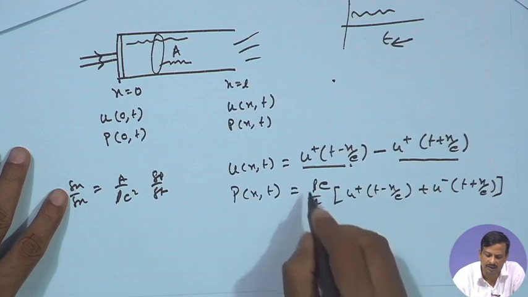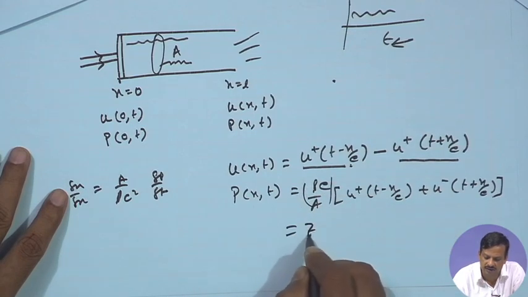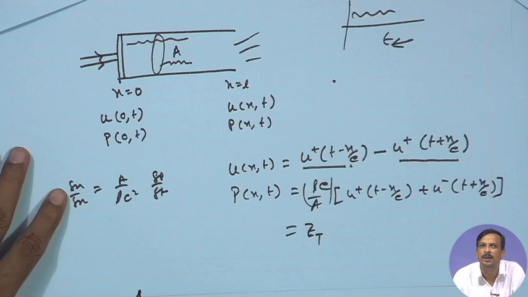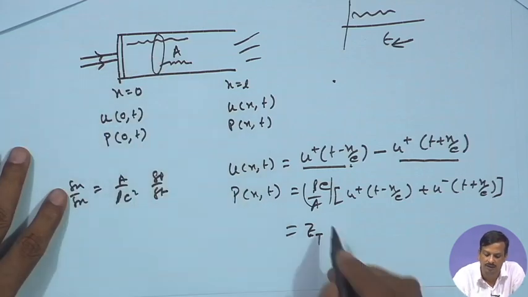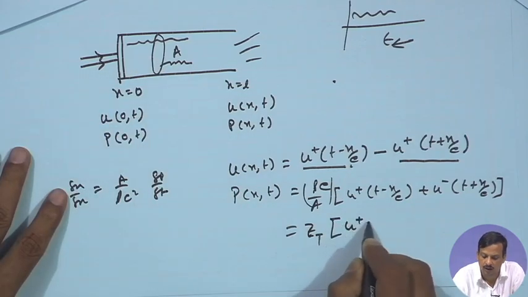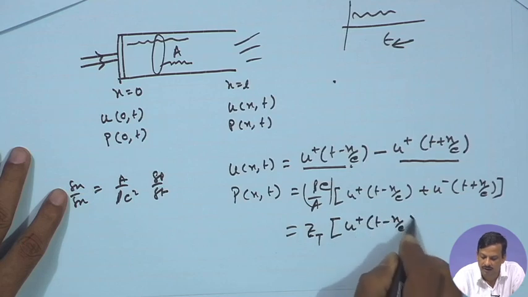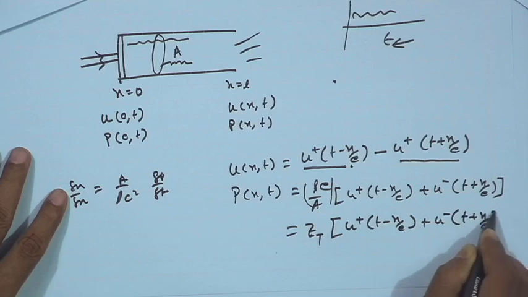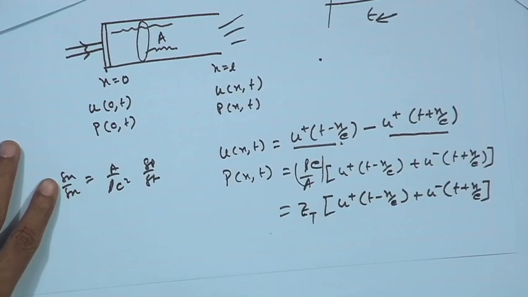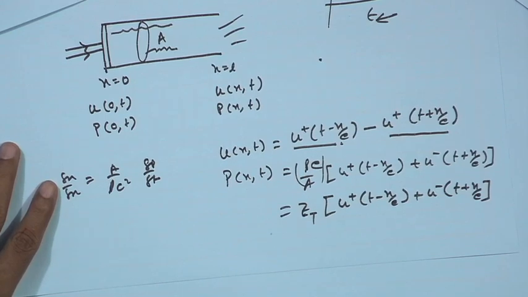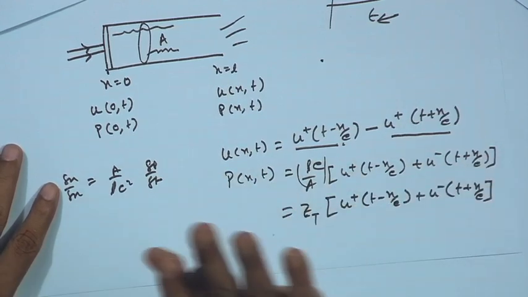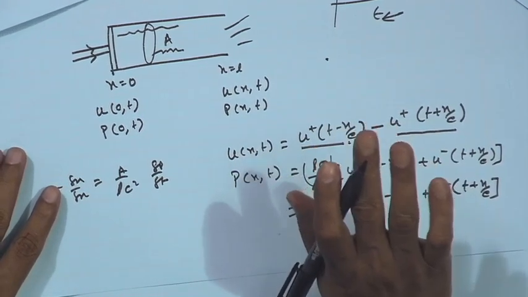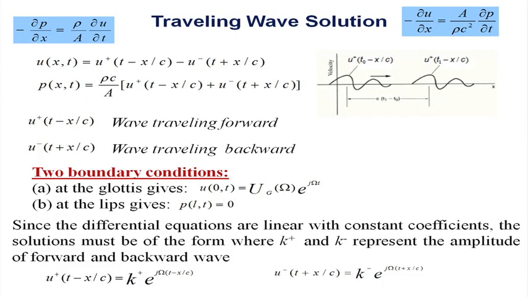So this I can say is Z0, which is called the impedance of the transmission line, or the impedance of the acoustic tube, times u plus (t minus x by c) plus u minus (t plus x by c), where Z0 is equal to rho c by A. So u plus is the forward wave, and u minus is the backward travelling wave.